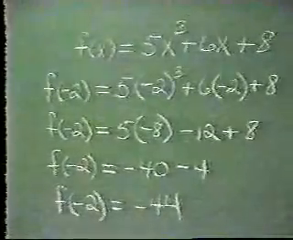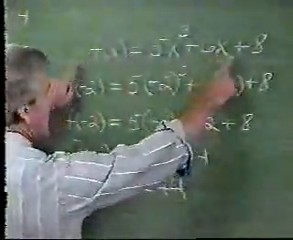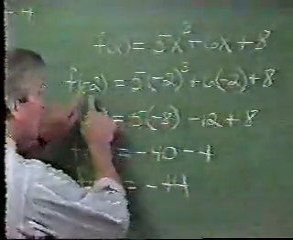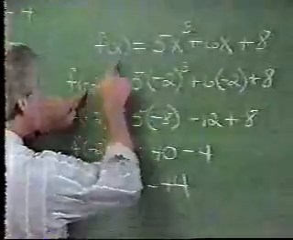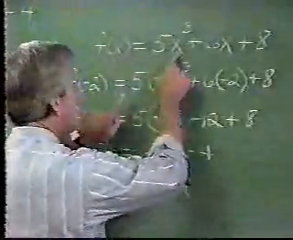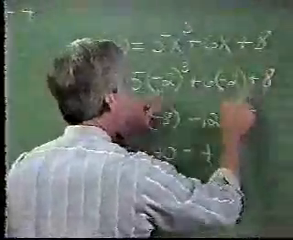Take a look at this function. F of x is 5x cubed plus 6x plus 8. Suppose we want to find f of negative 2. What we would need to do at this point is replace the x's that are in the f function with negative 2. So this x becomes a negative 2, that x becomes negative 2. We bring down the 8 and we evaluate.